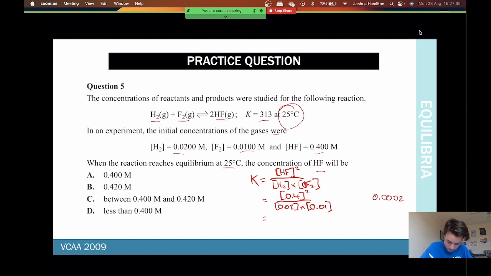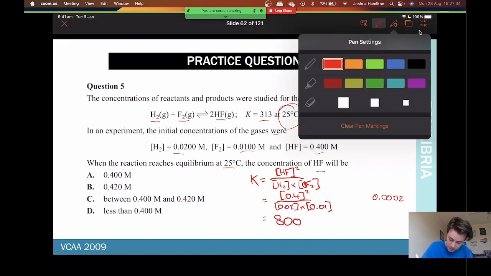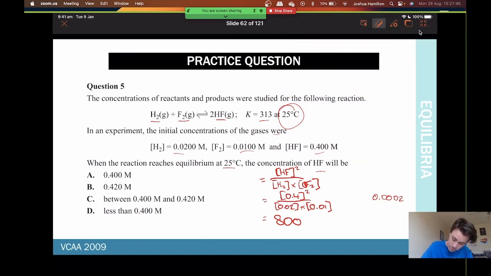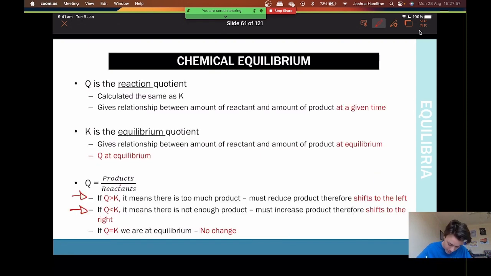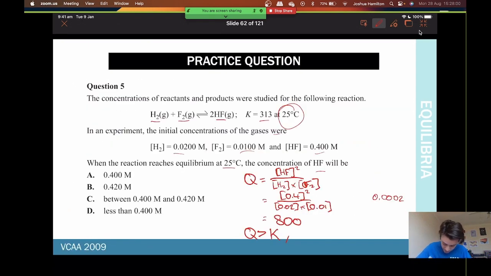And the value of K equals 800. Now, really important, I made a little error here, and I do apologize for that. This is not K. This is Q. So Q equals 800. So from this, what I can say is Q is greater than K. What does that mean? When Q is greater than K, do I need to increase my reactants, or do I need to increase my products? I need to increase my reactants. To increase my reactants, I need to reduce products.